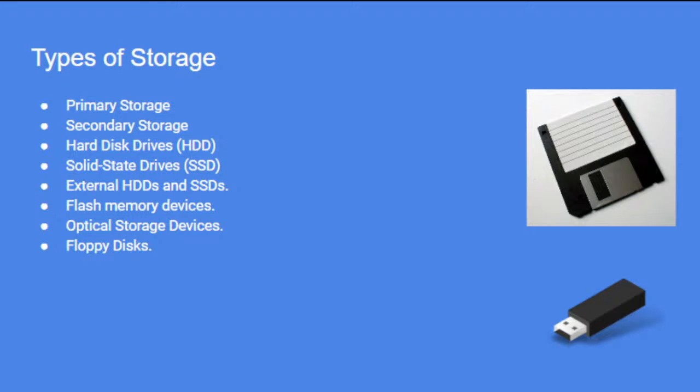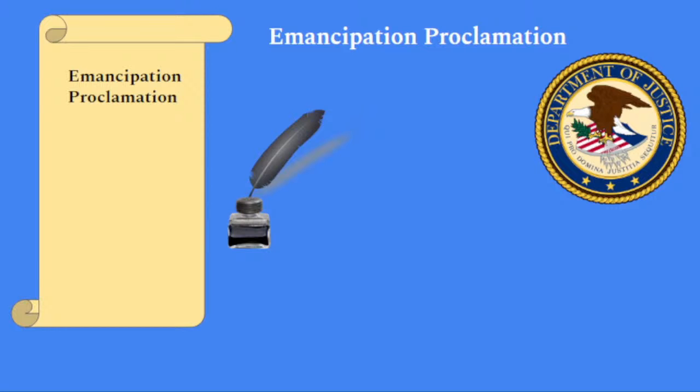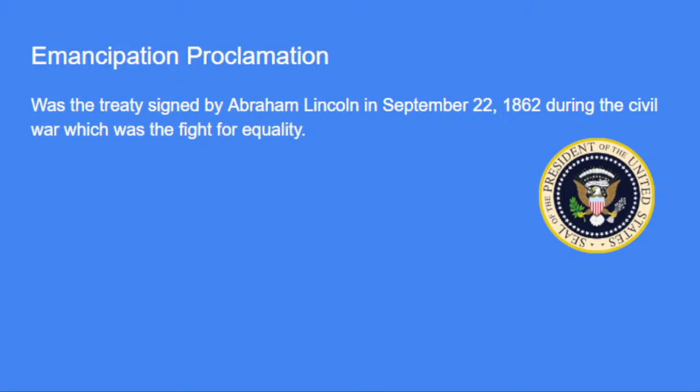Now, fourth, the Emancipation Proclamation. Now, the Emancipation Proclamation was signed by Abraham Lincoln on September 22nd, 1862, during the Civil War, which was the fight for equality. Now, by signing the Emancipation Proclamation, it helped to give all Americans, all black and women, equality in America, also known as the U.S.